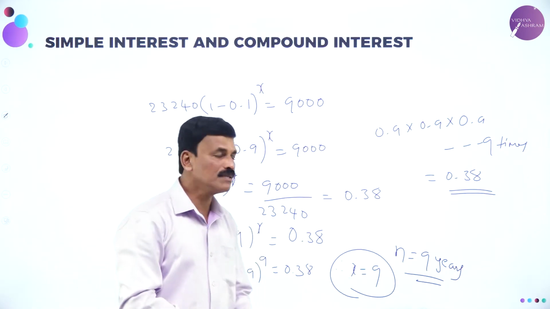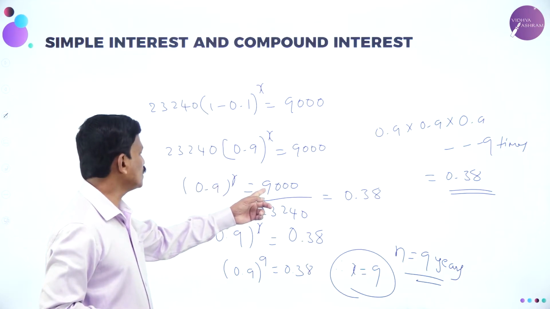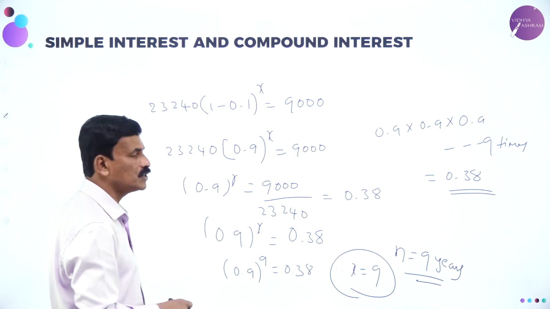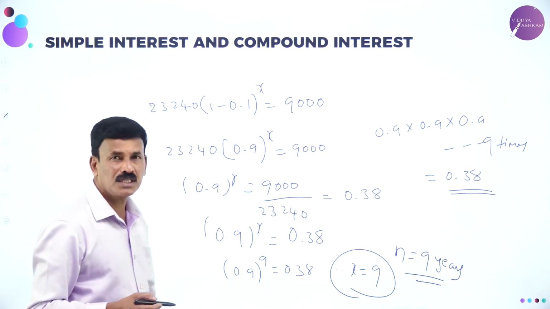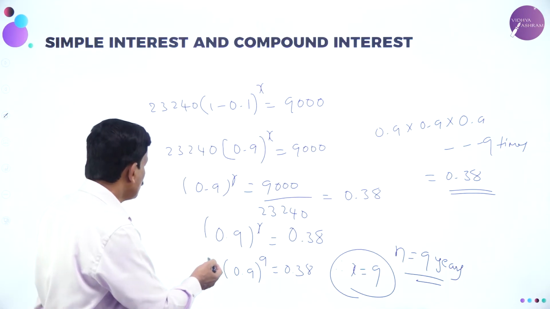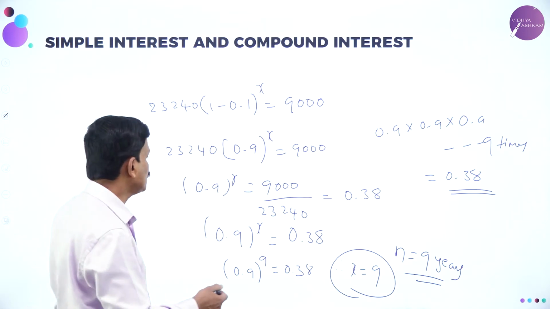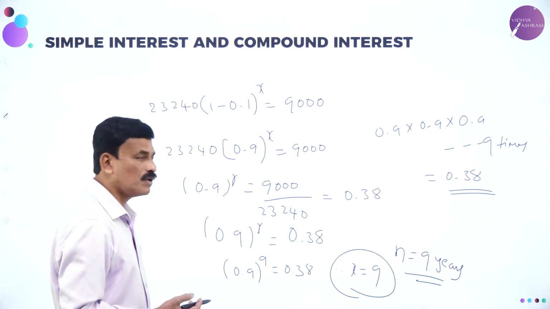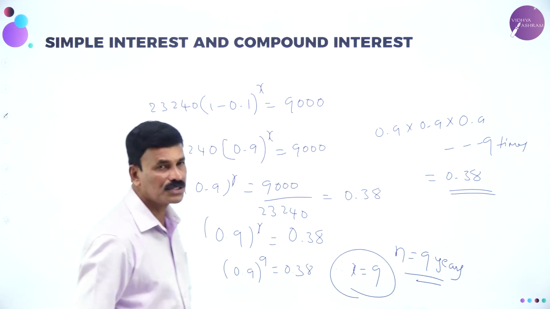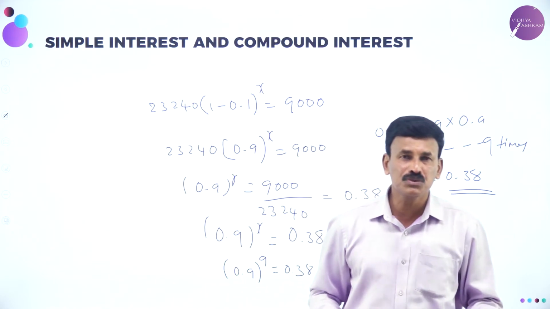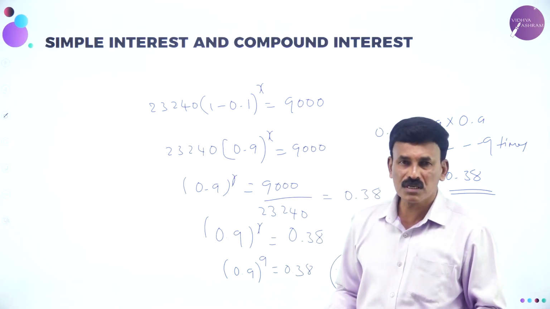Hope you followed. So a very simple problem. Just 0.9 to the power of X is equal to 9,000 divided by 23,240. If you divide 9,000 by 23,240, you are going to get 0.38. So if you multiply 0.9 into 0.9, 9 times, you are going to get 0.38. Therefore the value of N or X is equal to 9, which is the required answer. So this machine is put into use for 9 years. Hope you followed. That's all regarding this problem.